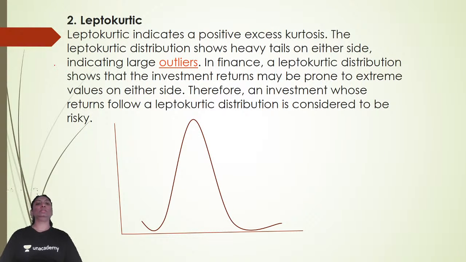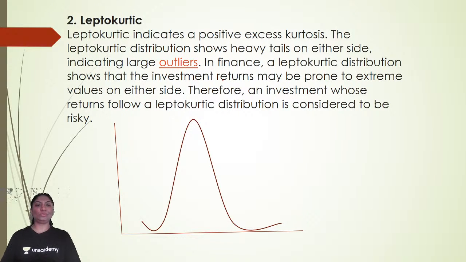The second type of kurtosis is leptokurtic. What do you mean by leptokurtic? Leptokurtic indicates a positive excess kurtosis. The leptokurtic distribution shows heavy tails on either side, indicating large outliers. In finance, a leptokurtic distribution shows that investment returns may be prone to extreme values on either side. Therefore, an investment whose returns follow a leptokurtic distribution is considered to be risky.